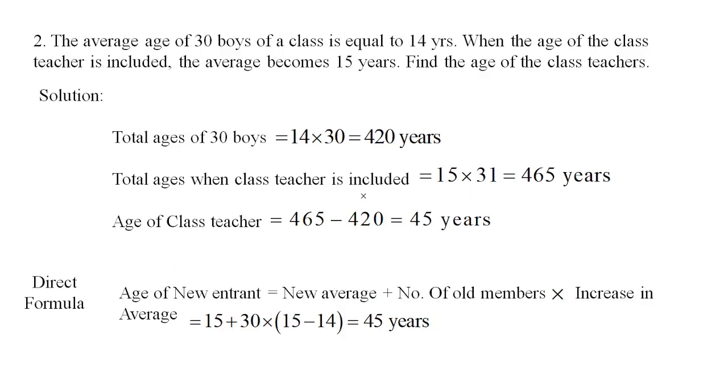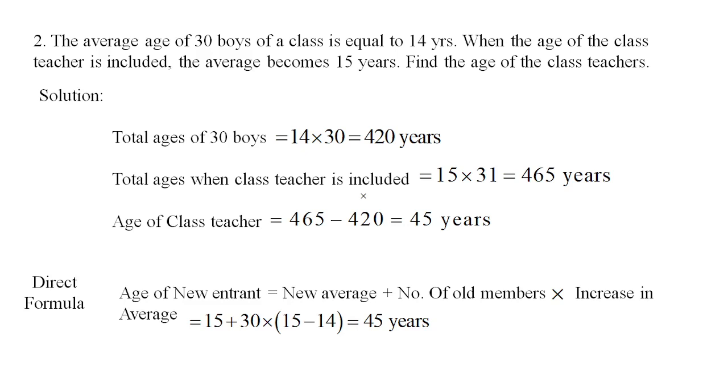The averages of 30 boys of years. Now total ages of 30 boys will be, when average is 14 years, then if we want to calculate the total age of 30 boys, 14 into 30, when 14 and 30 are multiplied, we will get 420 years.